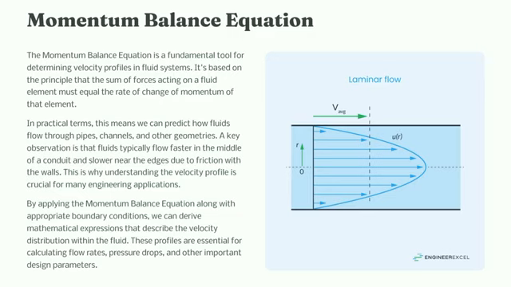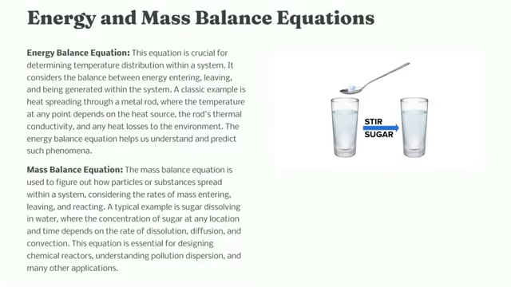And similarly, for heat transfer, we have the energy balance equation. It's used to find temperature distribution, like how heat spreads through a metal rod when one end is heated. Exactly, and for mass transfer, we use the mass balance equation. It helps us figure out how particles spread or dissolve, like sugar diffusing in water.